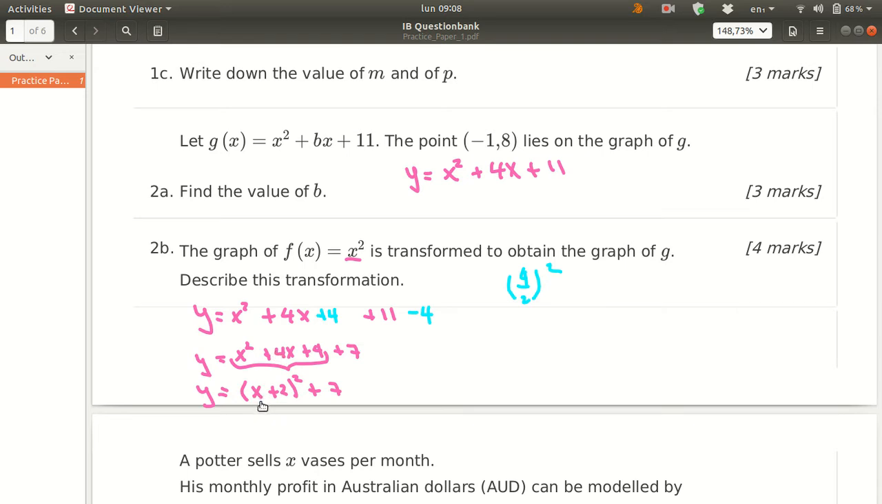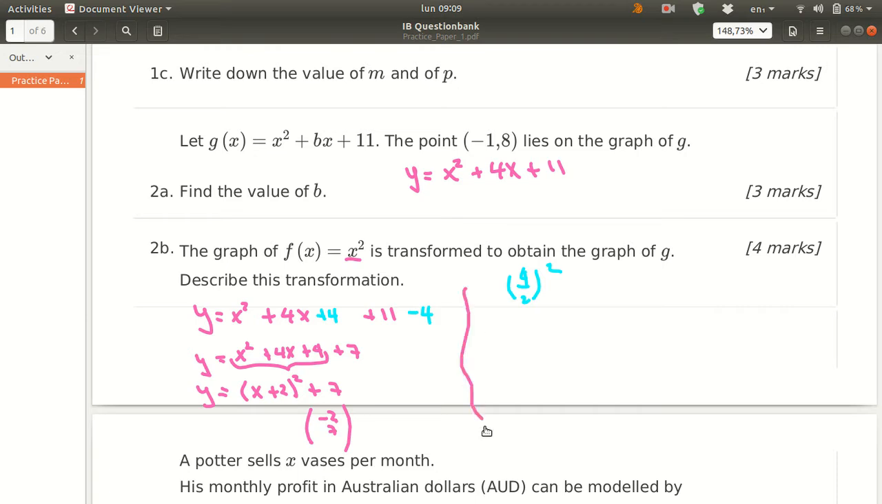X is being added to 2, so that means it's being shifted to the left 2 units. And this plus 7 means that it's being shifted up 7 units. So the transformation is a left translation of 2 units and a translation up of 7 units. Or you can write it as a vector like this: left 2 units, up 7 units.